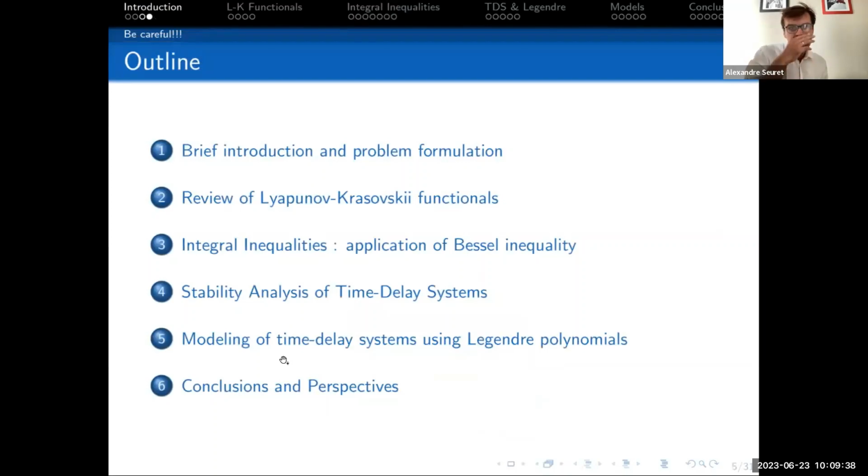So this is an outline of my talk. First I will review some works on Lyapunov-Krasovskii functionals. Then I will present recent works, a contribution about integral inequalities with the application of Bessel inequalities. Then I will show you how to apply these inequalities to derive stability conditions for time delay systems. Then I will talk about some modeling issues related to the Bessel inequality and Legendre polynomials, and I will draw some conclusions at the end of the talk.